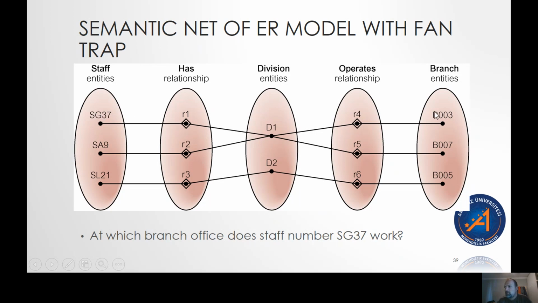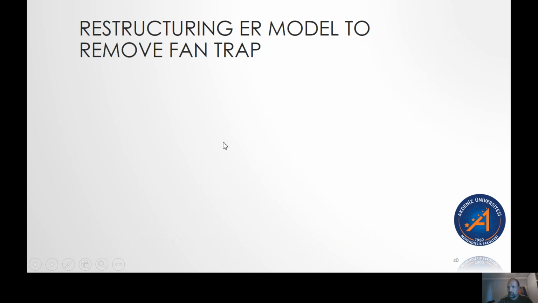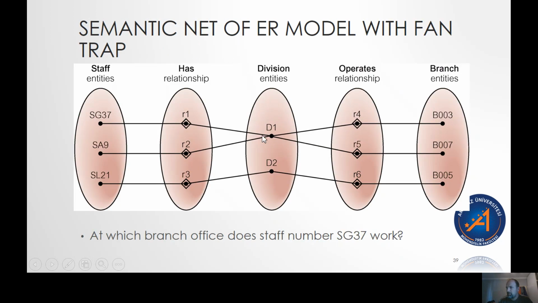Well, we don't really know based on the way that we've designed this, right? And we call this a fan trap because you see how it kind of fans out. If you think of a fan, I don't have an example here, but a fan, like where you fold it up and you unfold it, right? That's kind of what it looks like here, right? It kind of fans out, all right?